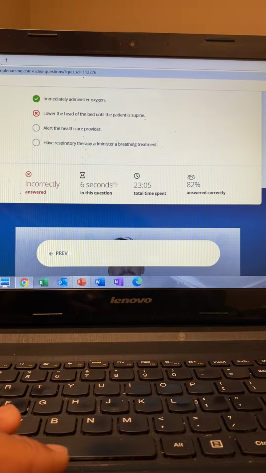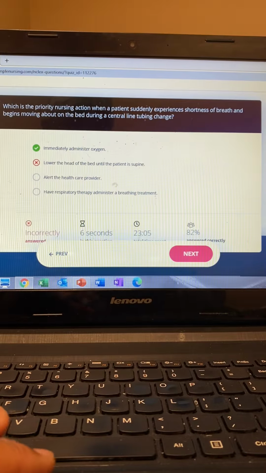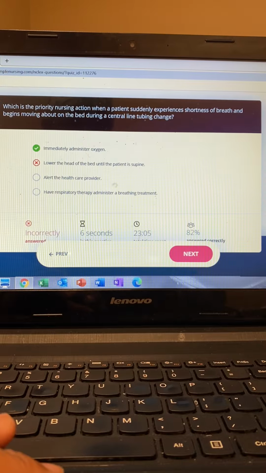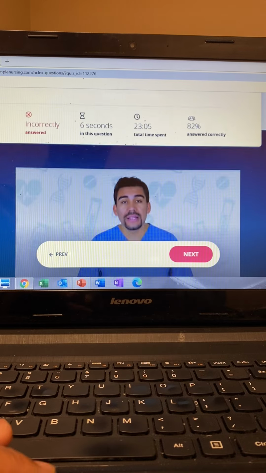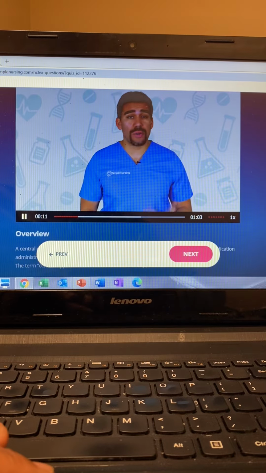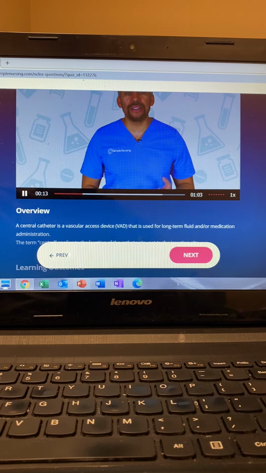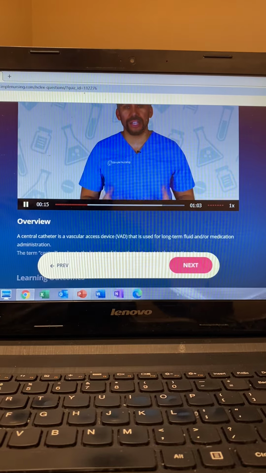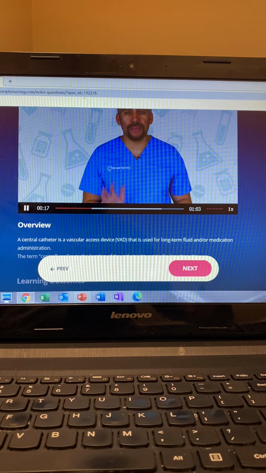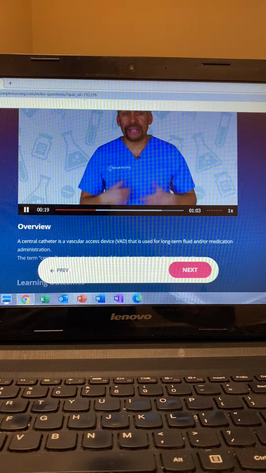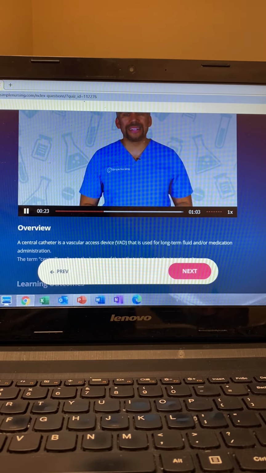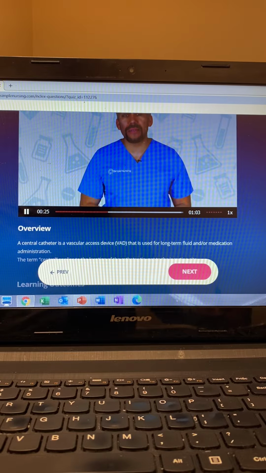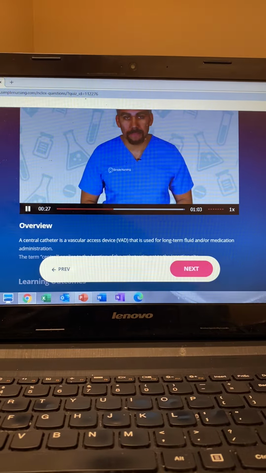Now using our 3 steps, let's break this down. This question's asking the priority action, or what to do right now. So the problem here is that the patient becomes suddenly short of breath, moving around in bed during a central line tubing change. So the biggest thing we're thinking before we look at the options here is an air embolism. So guys, the solution we're looking for is something that addresses the problem to prevent the worst possible outcome.